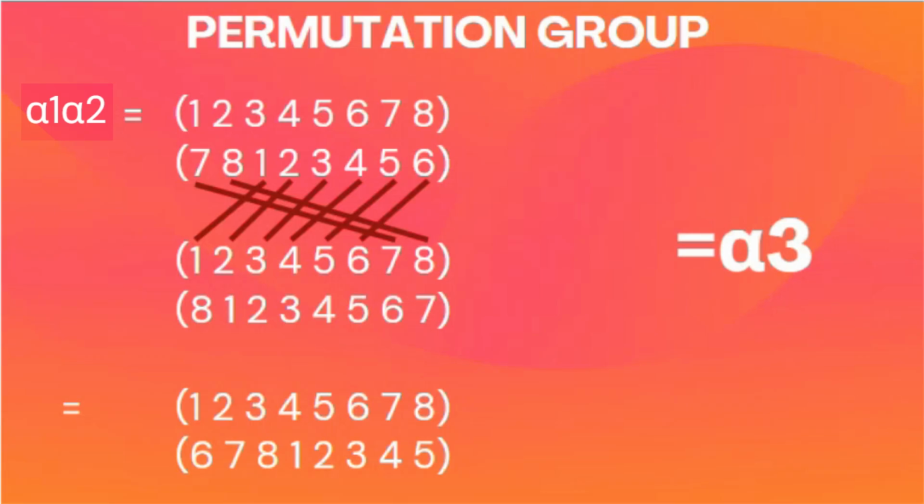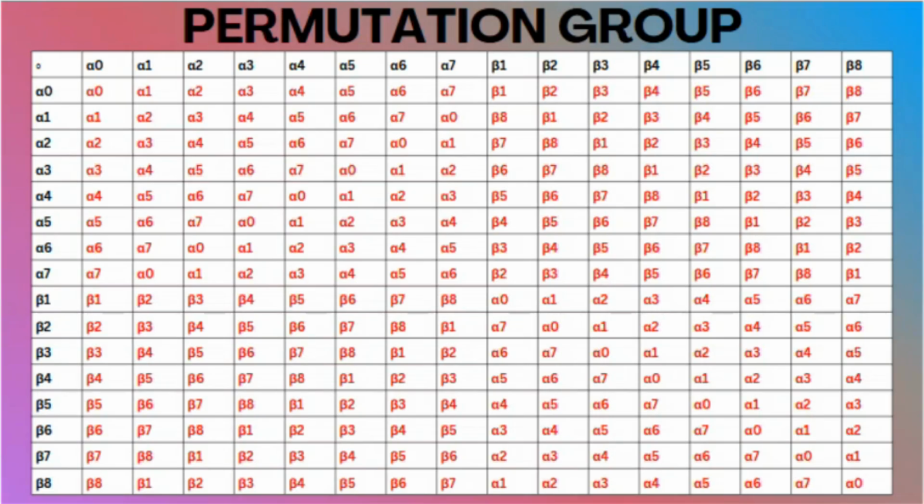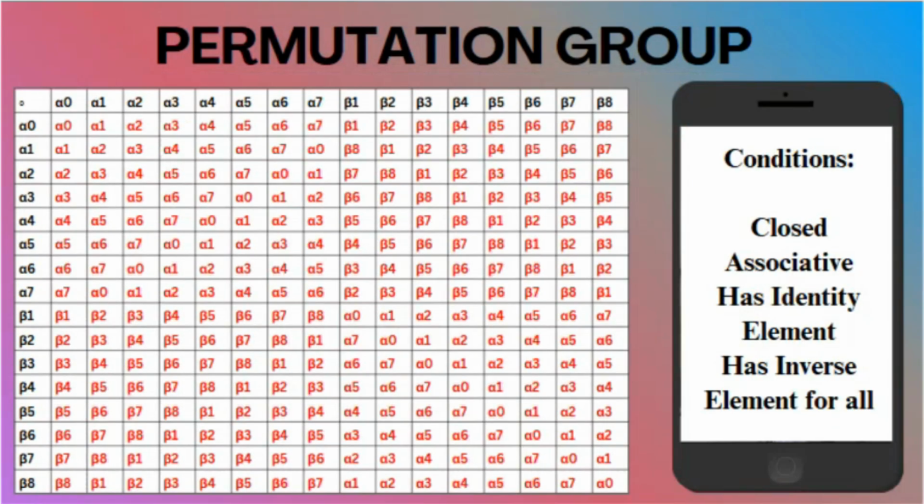So to summarize that, here is our permutation group. It has 256 elements in total. The results are in the color red. So let's prove that our permutation group is a group structure. Again, we need to satisfy these conditions. It must be closed, it is associative, it has an identity element, and it has an inverse element for all.